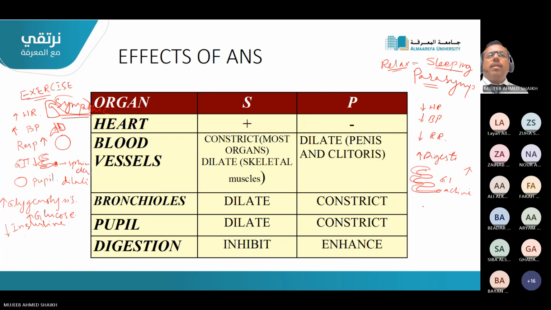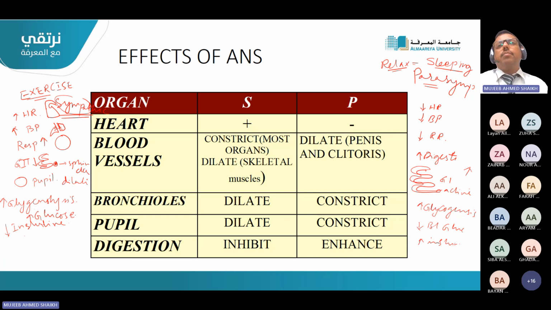Then, as there is more metabolism, the storage function will increase. There will be more glycogenesis, more formation of glycogen storage. Then decreased blood glucose level, meaning increased insulin secretion. This is how you can remember the effects of sympathetic and parasympathetic stimulation on the body.